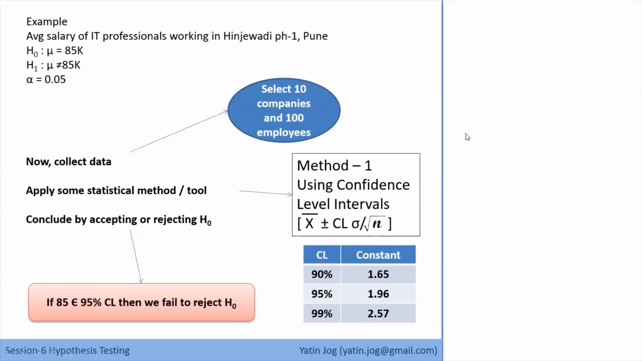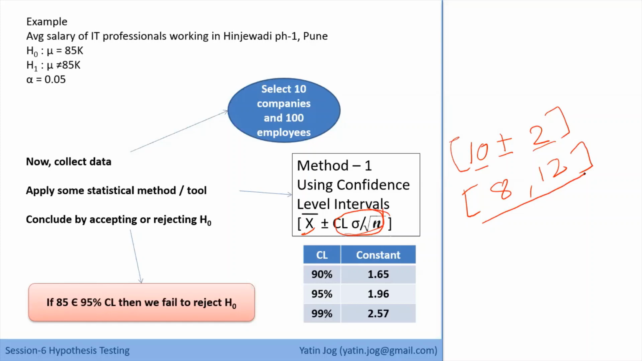Fine. Now when I say x bar plus or minus, suppose my x bar is 10, and the confidence level constant multiplied by sigma upon root n comes out as, suppose, 2. So I'm trying to calculate the interval of 10 plus or minus 2. When I say 10 plus or minus 2, I'm creating a range of values: 10 minus 2 is 8 and 10 plus 2 is 12. So all the values between 8 and 12. I'm creating an interval of values.